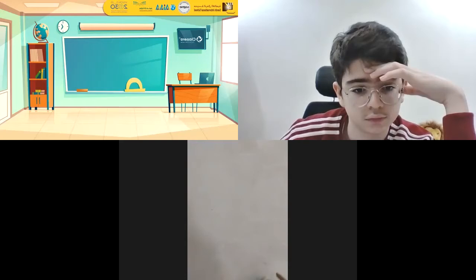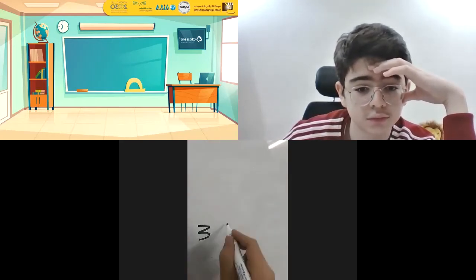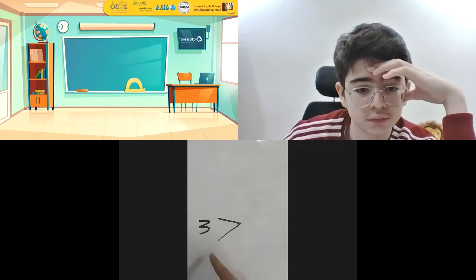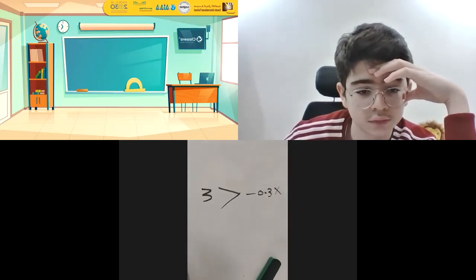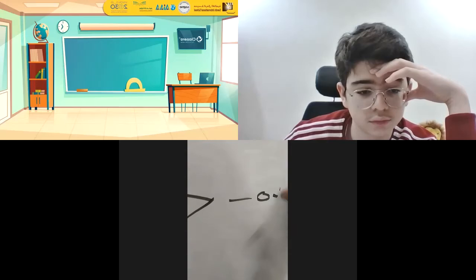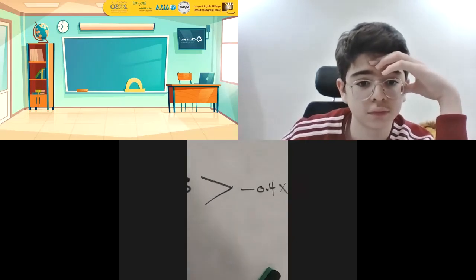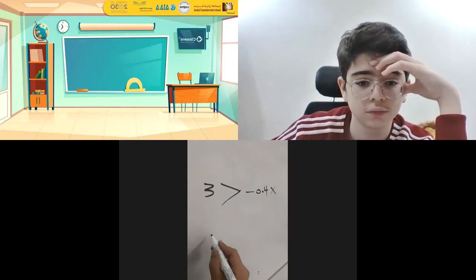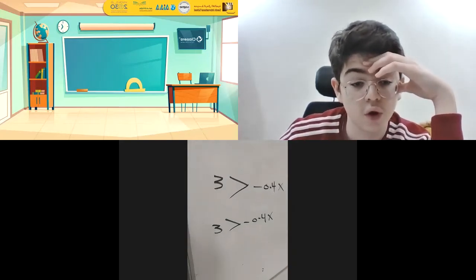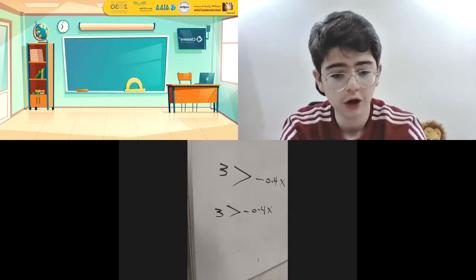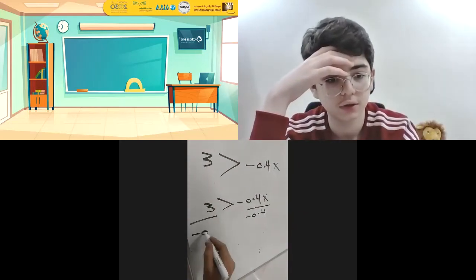3 greater than negative 0.4x. Let's rewrite the inequality, right? Now what will I do? Divide by negative 0.4. Exactly.